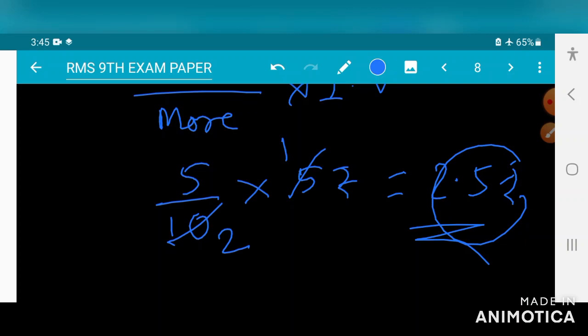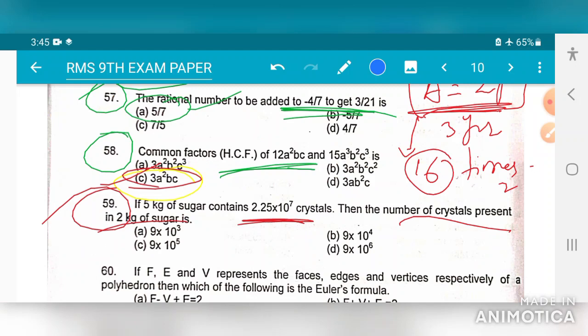Which question are we solving? Now we have this 59th one. If 5 kg sugar contains 2.25 into 10 to the power of 7 crystals, then the number of crystals present in 2 kg of sugar. Suppose in 5 kg sugar there are 2.25 into 10 to the power of 7 crystals, but what is asked is the number of crystals present in 2 kg sugar. We have to find how many crystals are there in 2 kg sugar. By using the unitary method, we can solve it very easily.